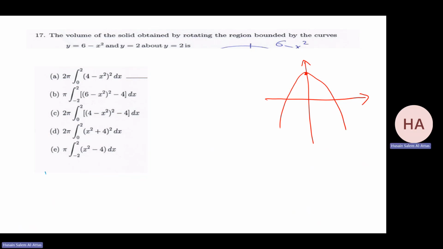By the way, this point is square root of 6. So y equal 2 is somewhere here. That is y equal 2. And about the line y equal 2, we want to do the revolution about this line. And I'm talking about the region bounded by this curve. Okay. I'm talking about this region. And this is the line perpendicular to this.